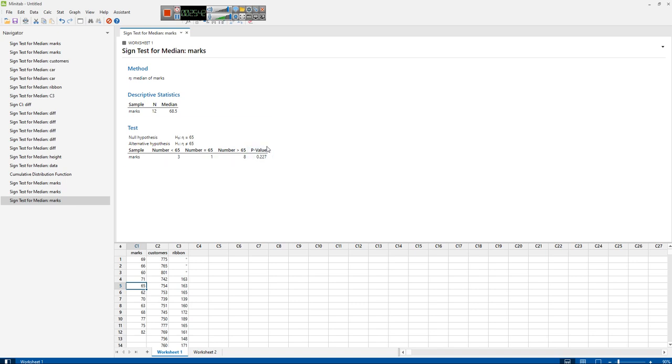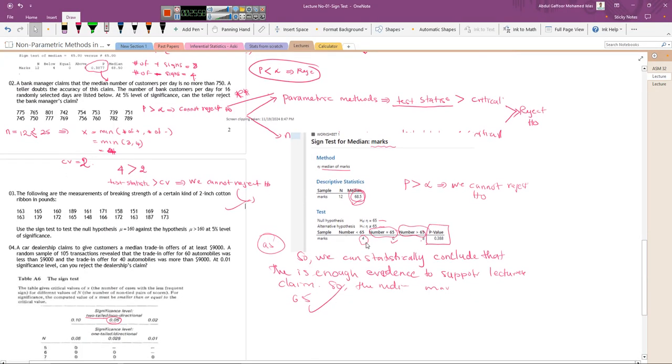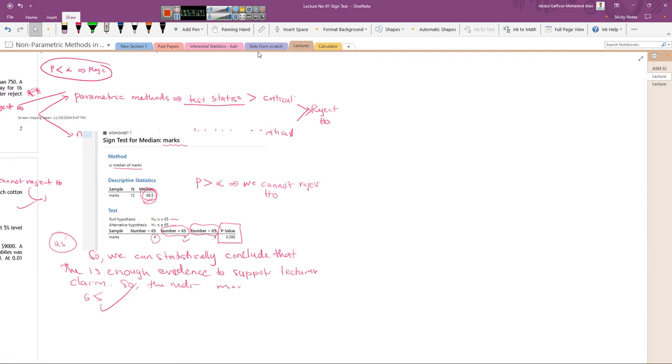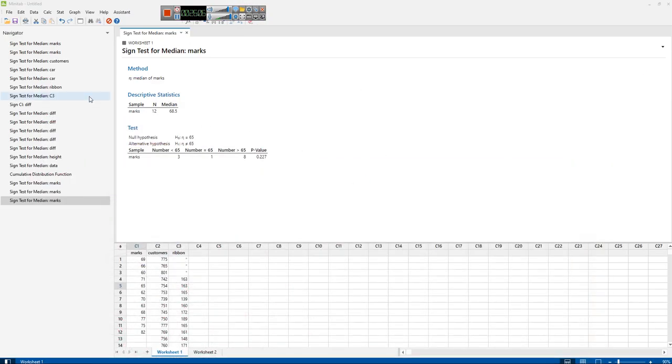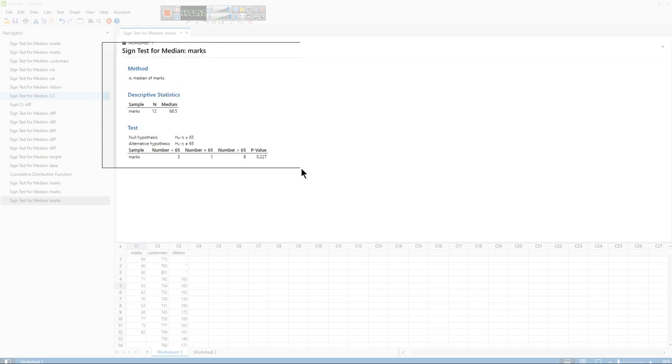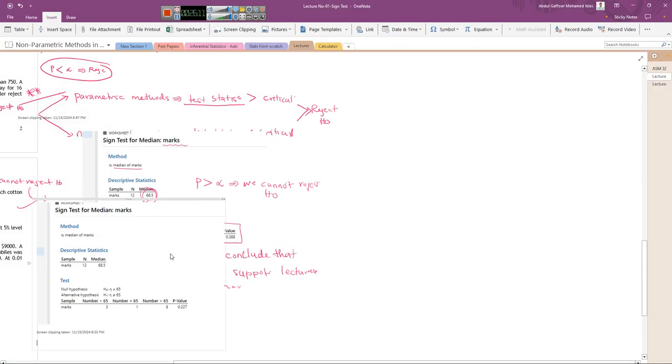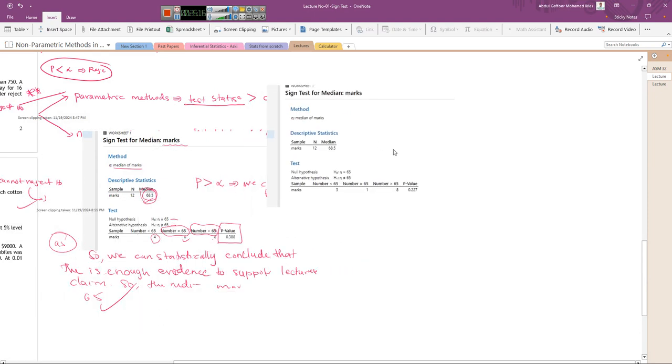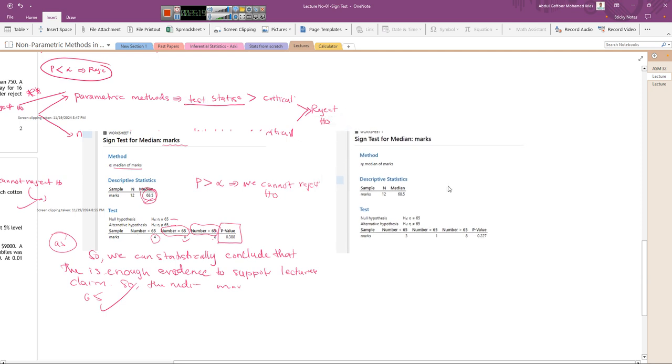Now we will see how we can obtain this p-value of 0.38, something like that, and this p-value 0.227, using our binomial test. So let me insert this also. This is for the modified data where we changed our fifth data point to 65.